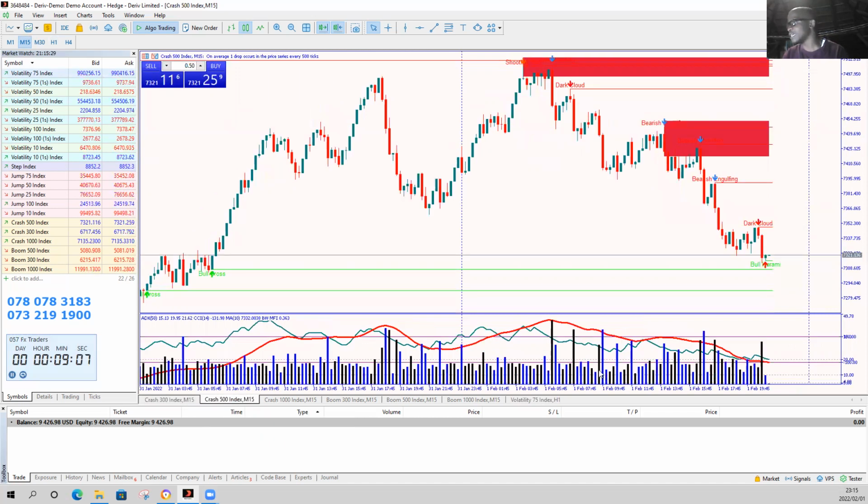On Crash 500, we can see there's a signal that is called the bull harami. However, the bull harami happened just in the middle of nowhere. That means it's dangerous for us. We are not taking a trade.